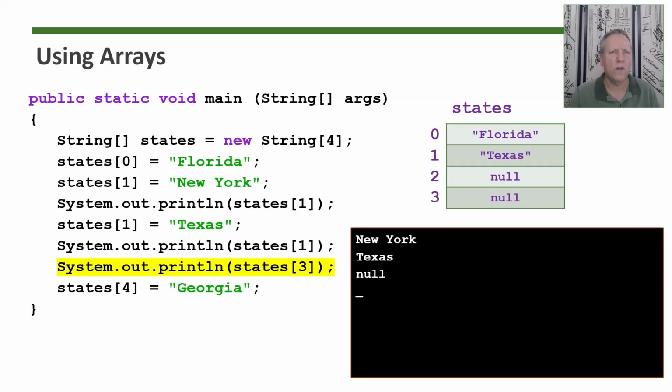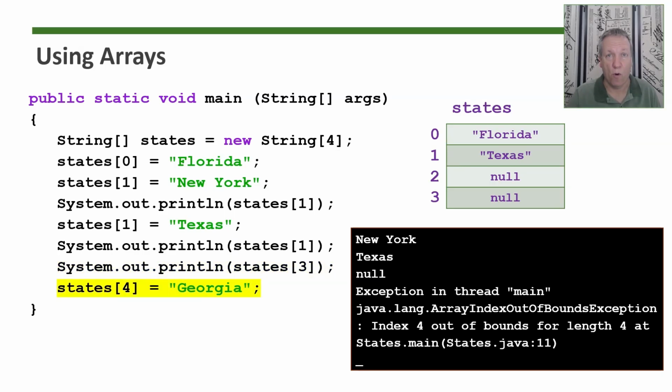But what about this next one? States bracket 4 equals Georgia. Can you spot the problem here? There is no box 4 in my array. So as a result, notice I get an exception thrown. It says exception in thread main, ArrayIndexOutOfBoundsException. Index 4 is out of bounds for length 4. I have a length of 4, but they're only numbered 0, 1, 2, and 3. So when I try to assign something to index location number 4, I get an array index out of bounds. The same thing would happen if I tried to use an index of -1 or any negative number or any other number that's larger than 3.